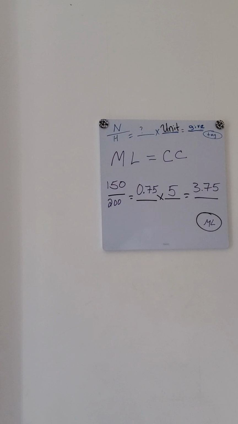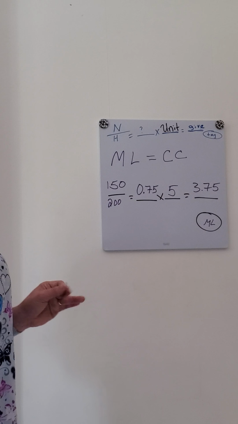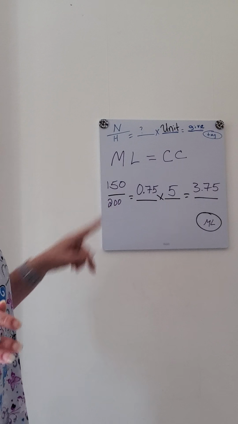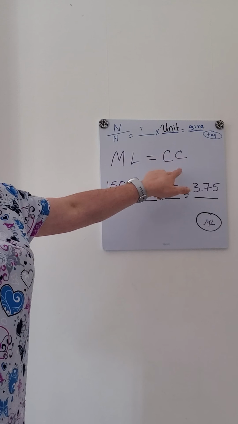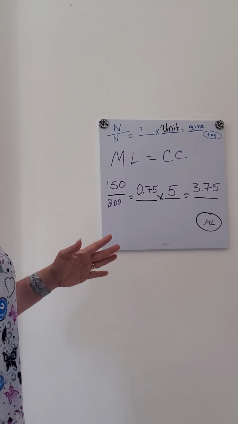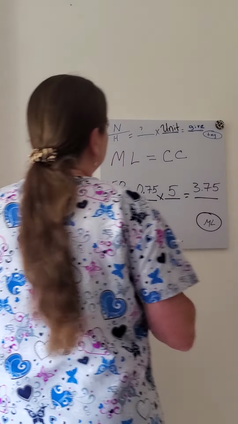They're the exact same thing. There's no difference between them. So if you happen to see something written as a cc, don't worry about it. Cc and ml are interchangeable. They mean the same thing when it comes to our dosage calculations and measurements, okay? So don't let that fool you. All right.